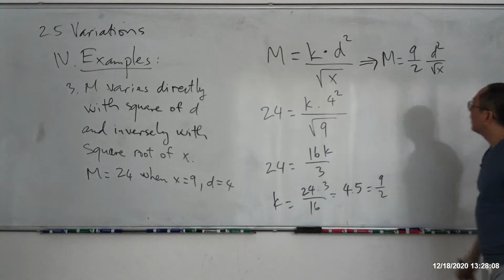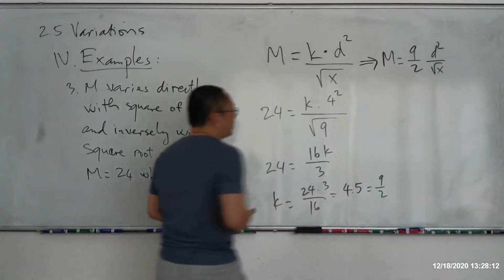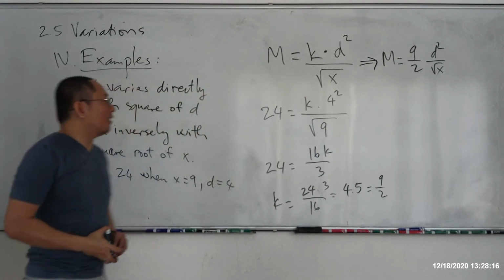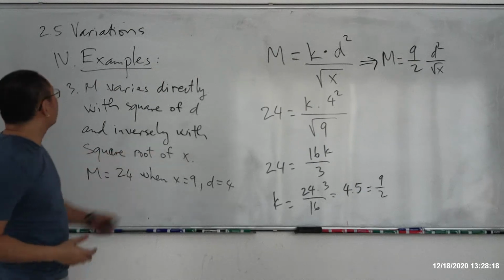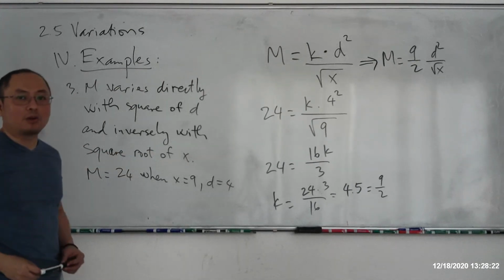So my equation will be M is equal to 9 over 2 times d squared over square root of x. And as usual, if they give you more numbers to plug in, say x equal to 16 and d equal to 1, you plug in and solve. But anyway, that's everything about the last section of chapter 5, section 2.5.